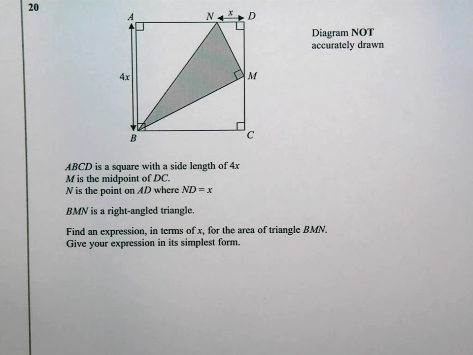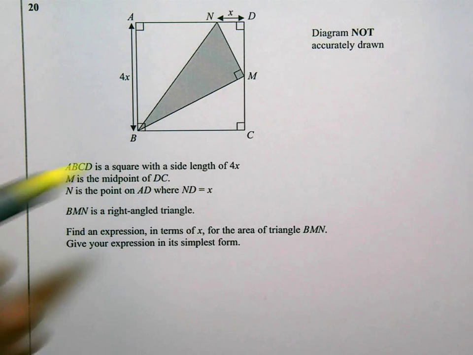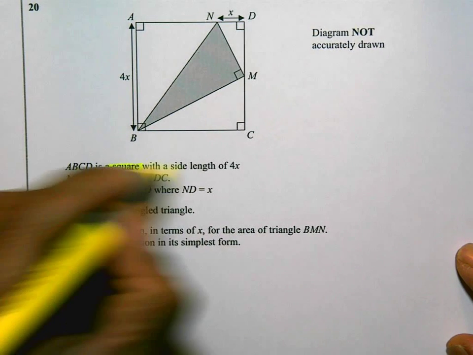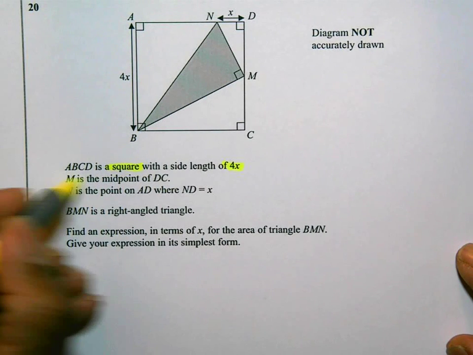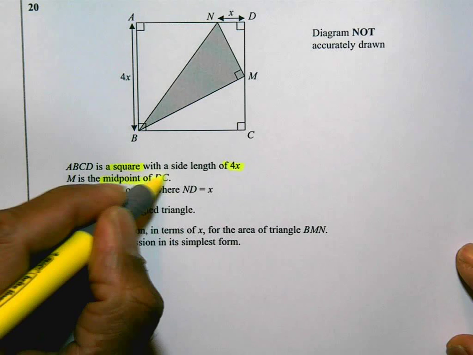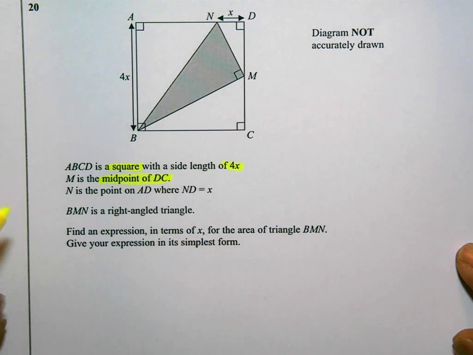This is question 20 in the June 2013 non-calculator paper. Reading through this question first of all, it says ABCD is a square of side length 4x, and they've actually given that to you. The side length is 4x. M is the midpoint, so that's really important. M is the midpoint of DC.